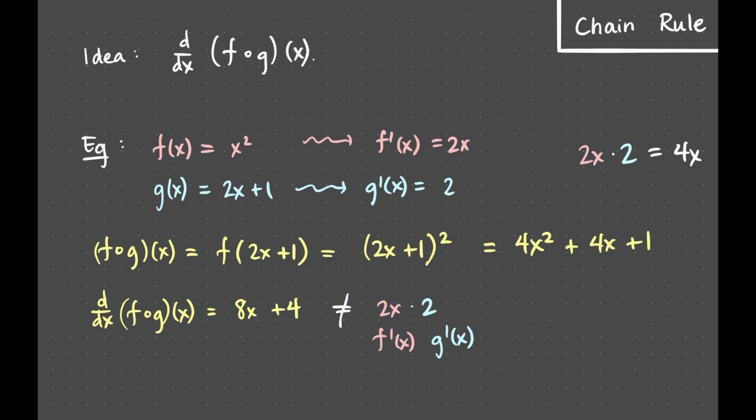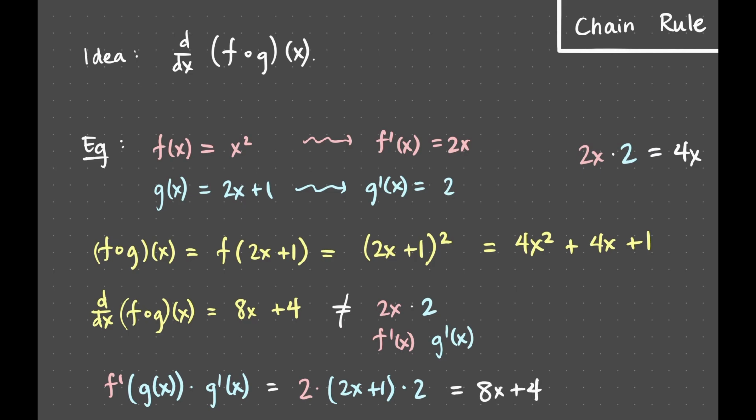Instead, this derivative is another product, namely the product of the derivative of f at the point g of x times the derivative of g of x. Indeed, the derivative of f is just 2x, and so this expression applied to 2x plus 1 is given by 4x plus 2. Upon multiplying this quantity by the derivative of g, which is just 2, we obtain 8x plus 4, which is indeed the derivative of the composition that we computed earlier. In summary then, the derivative of the composition is indeed a product, but the term involving the derivative of the outside function needs to be applied at the inside function.